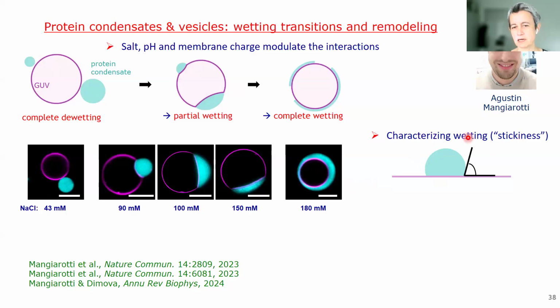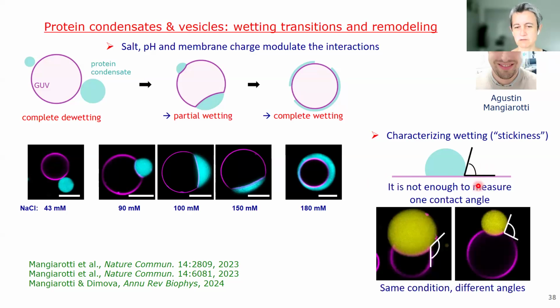The stickiness is characterized, you can think of a contact angle, but this is true only if you have a flat surface. If you have a membrane that bends and makes something that looks like a kink, this contact angle is not sufficient to characterize this system, because as you see here, the same system, the same membrane composition, same droplets exhibit different contact angles.